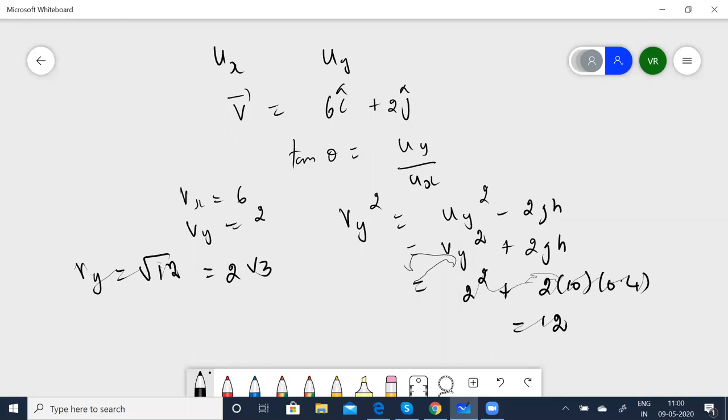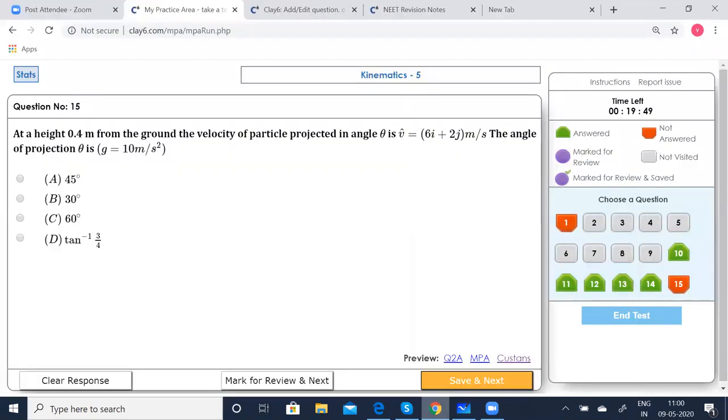Now what is tan theta? Tan theta is given as 2 root 3 by 6, which is equal to 1 by root 3, which implies theta is equal to 30 degrees. You know, tan 30 is 1 by root 3. So let's see which option is correct. Option B is correct. Save that.